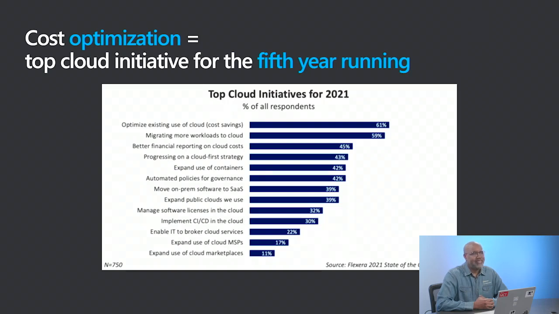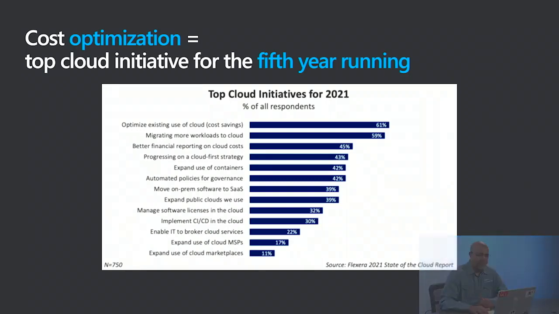Flexera's 2021 State of the Cloud report shows that this is true across the industry, and optimizing spend has been the top cloud initiative for 5 years running. Let's look at an example of a customer engagement to see cost optimization in action.